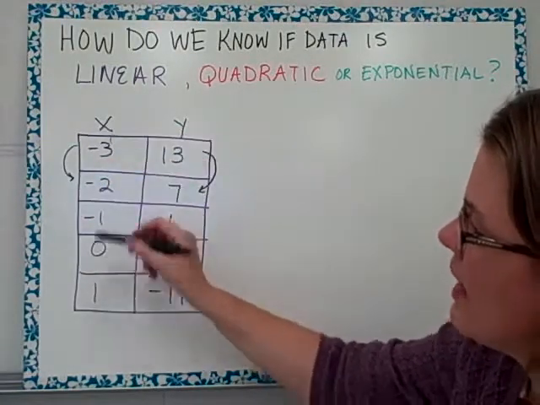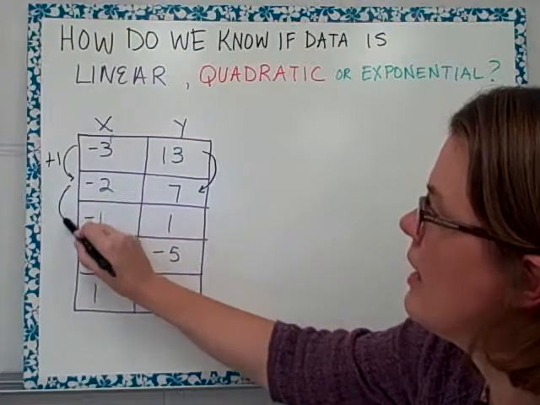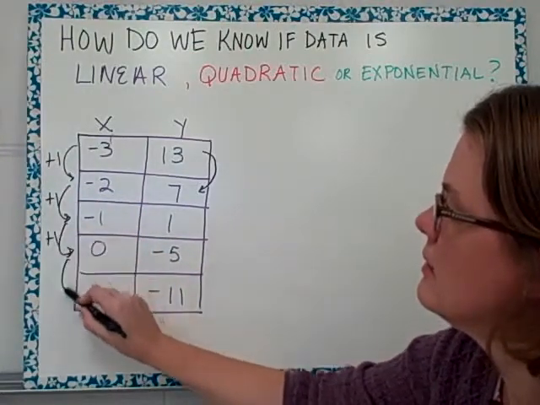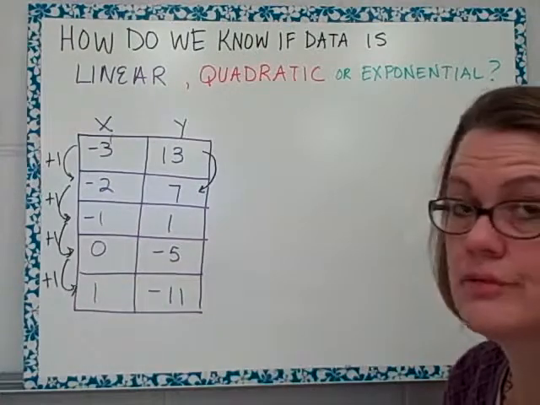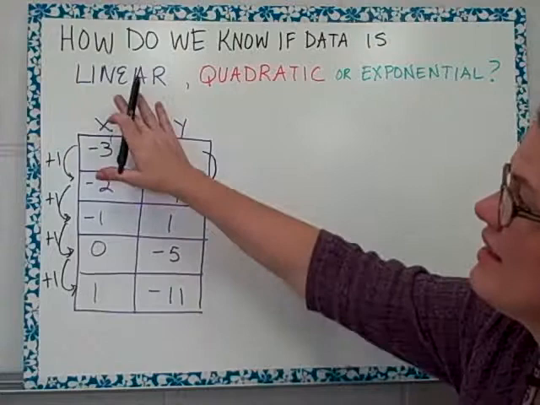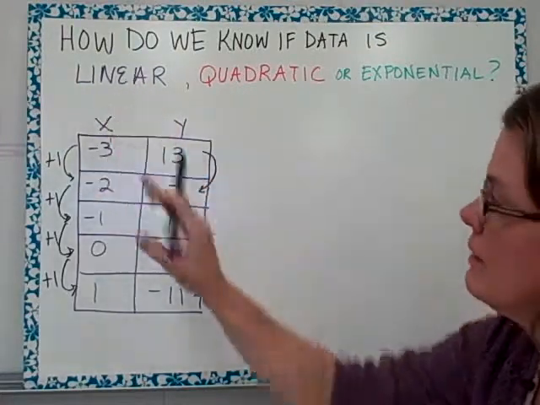On this side, I can see that every single time I'm adding 1. That's a very constant change. If I have a constant change down this side as well, then I'm pretty confident it will be linear.